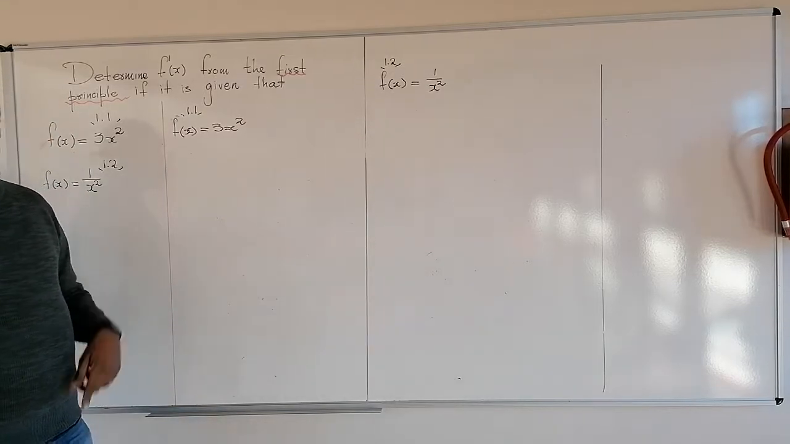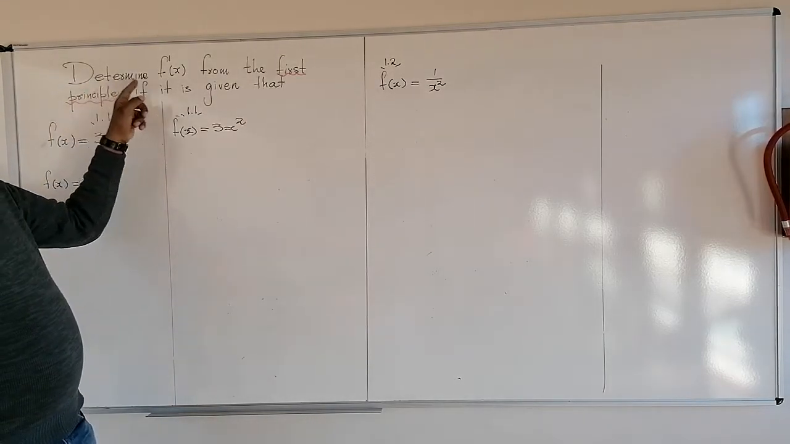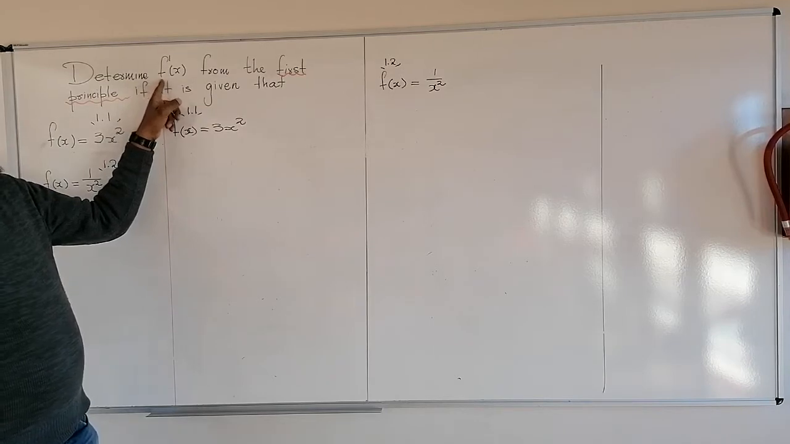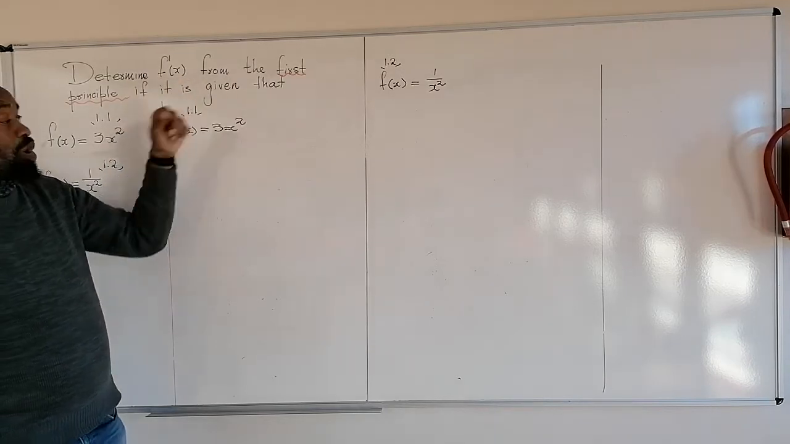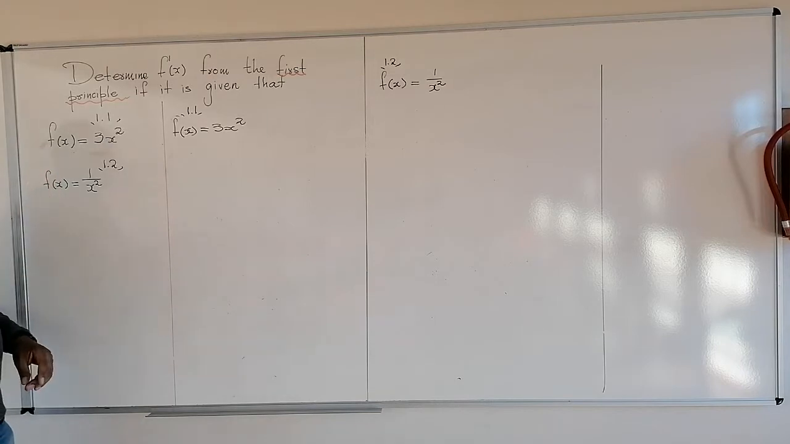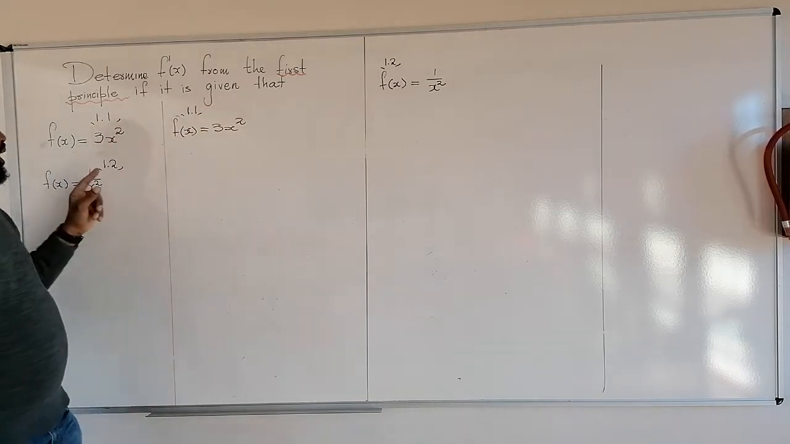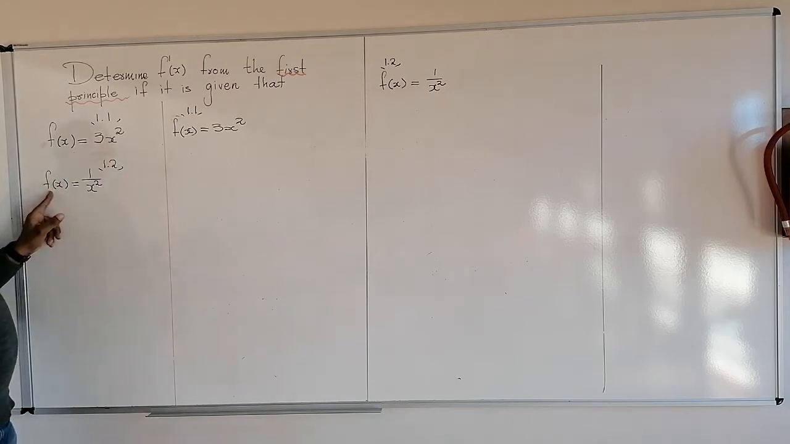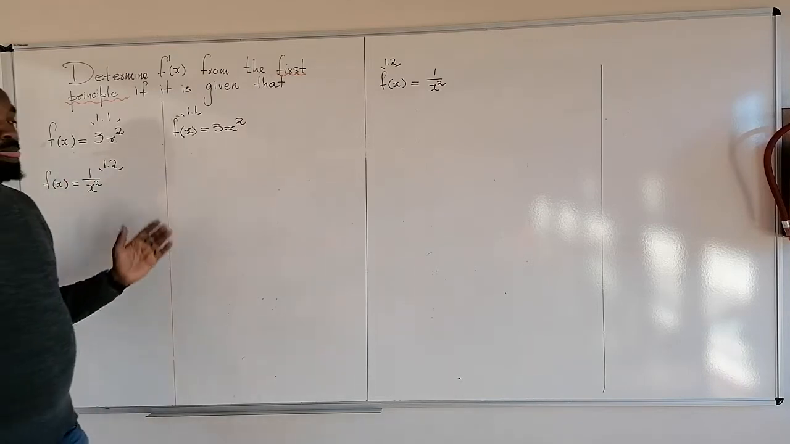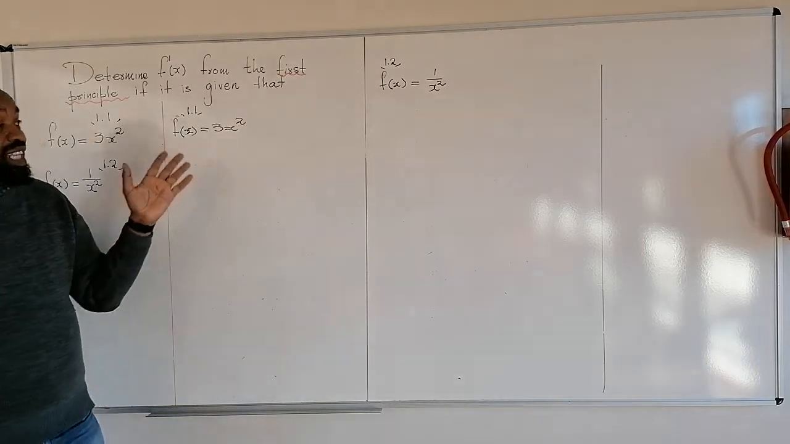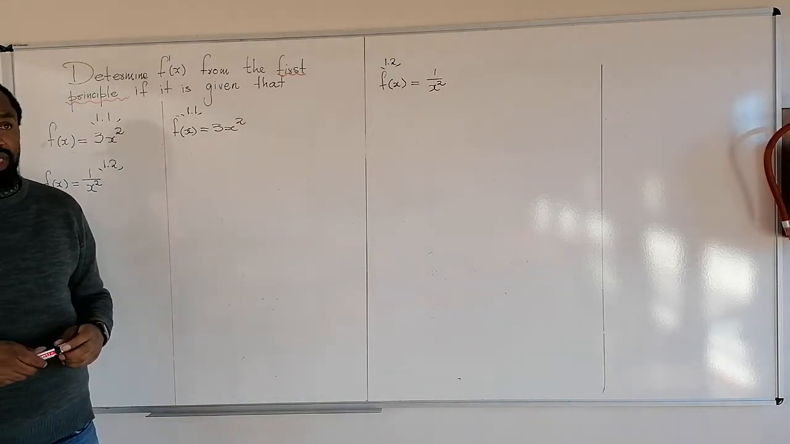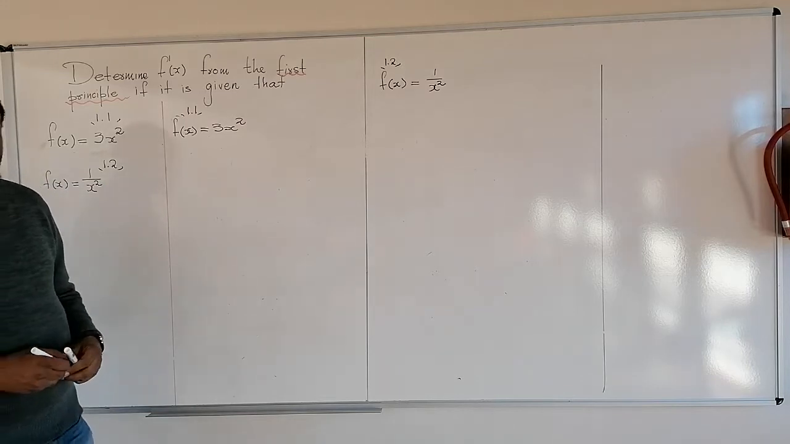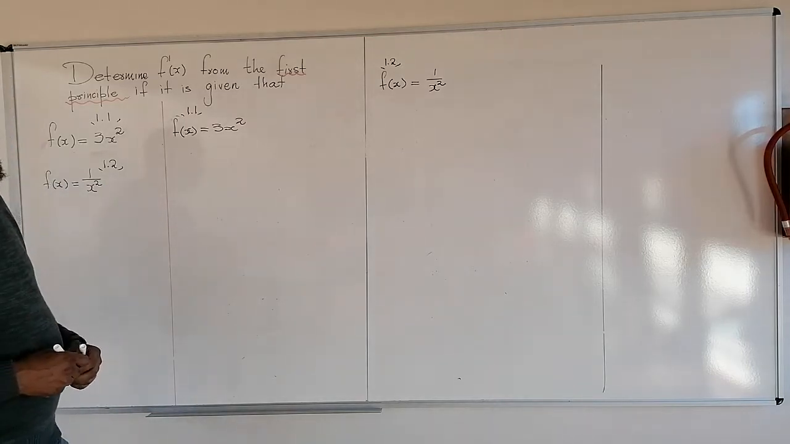Today I'm focusing on calculus, where we are determining the derivative of the function f with respect to x from the first principle. If it is given that f of x is equal to 3x squared, and it is also given that f of x is 1 divided by x squared. Now, we should be able to differentiate these two functions using the first principle. How do you do that?